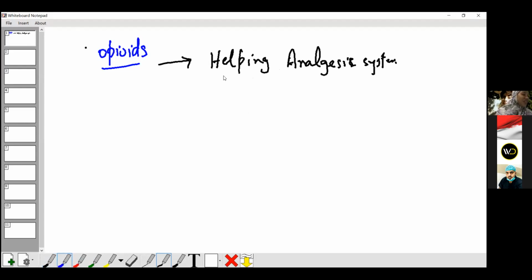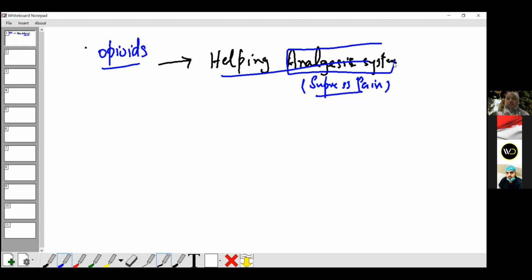Analgesic system function: to suppress pain. Okay. So if the analgesic system fails to suppress pain, then we need to use opioid. Understand? So these opioids can stimulate the analgesic system.